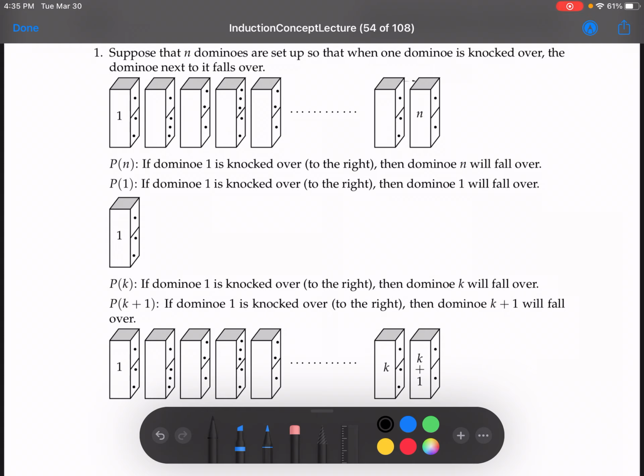So for the base case, we're proving that if domino 1 is knocked over to the right, then domino 1 will fall over. Now, do you see why this is true? If there's only one domino and you knock it over, then of course it will be knocked over. That's the base case. So the base case you can think of as just showing that we can start the induction, that we have a place to start, that we have a first domino to knock over.